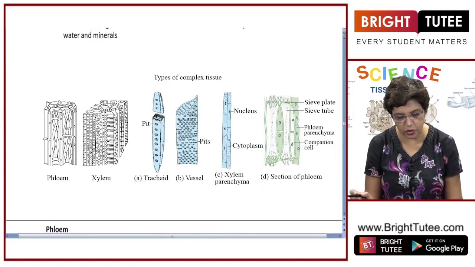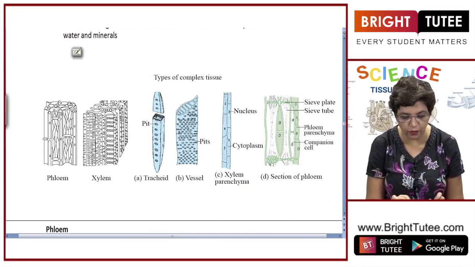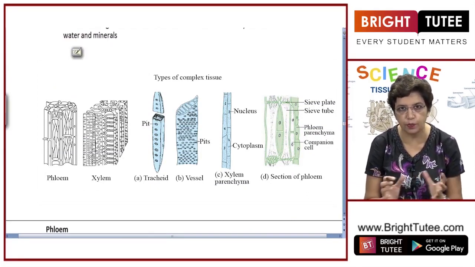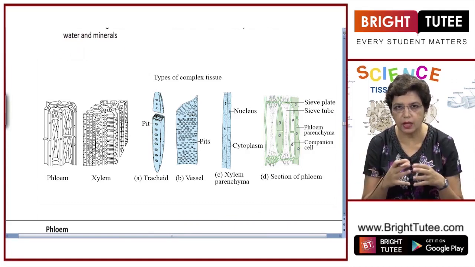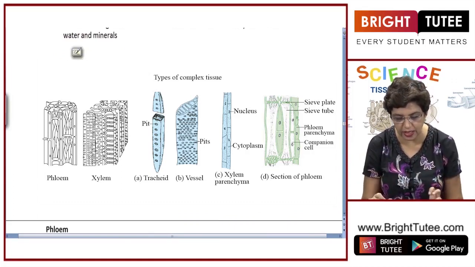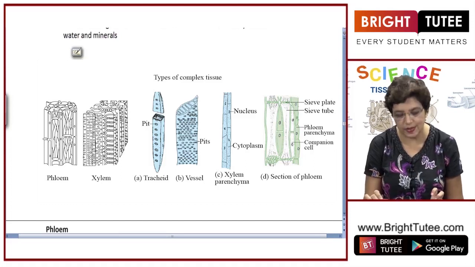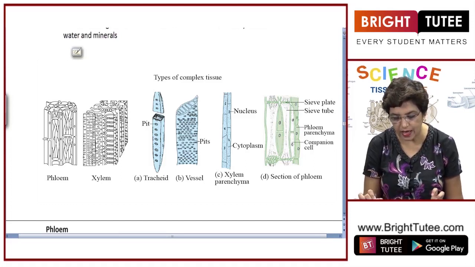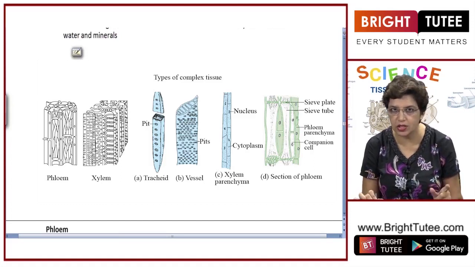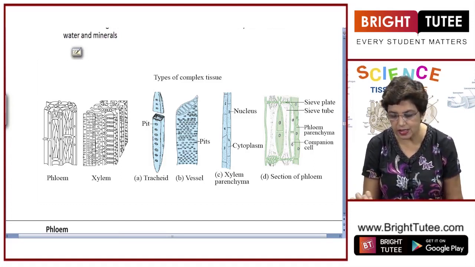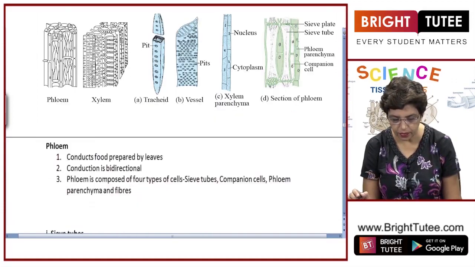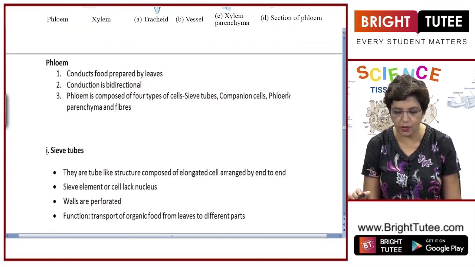Look at this diagram. This will give you an idea how xylem and phloem, different types of cells, are put together. They are together performing a similar function. These are tracheids, long but with tapering ends. These are vessels, cylindrical with pits. Xylem parenchyma is nucleated because it is a living cell, and this is cross section of phloem. Different types of cells arranged together. This is the sieve tube with perforated cells. So this is all about xylem.